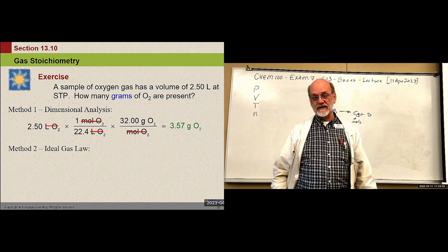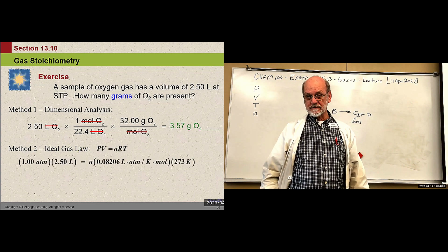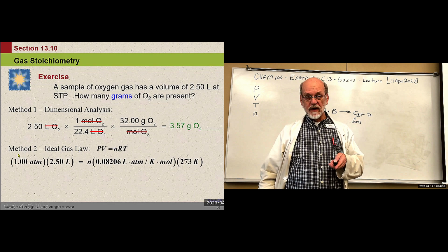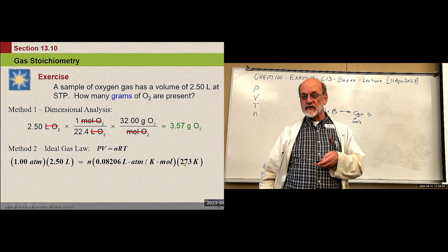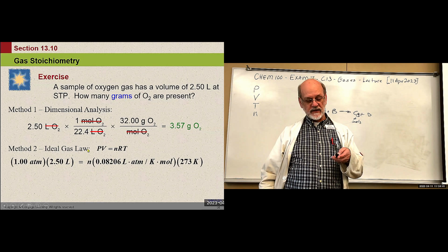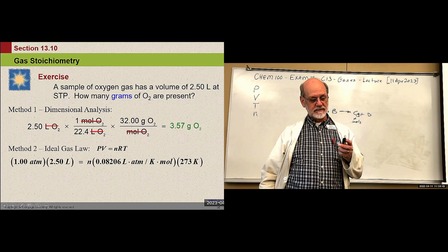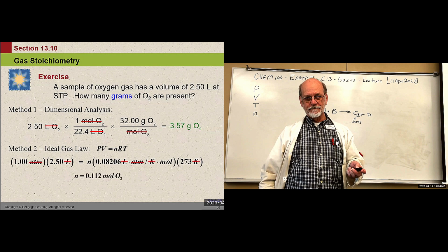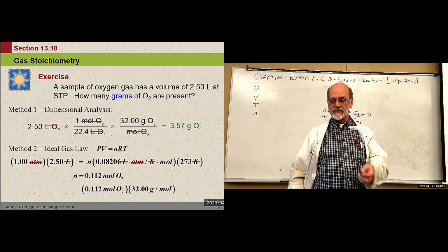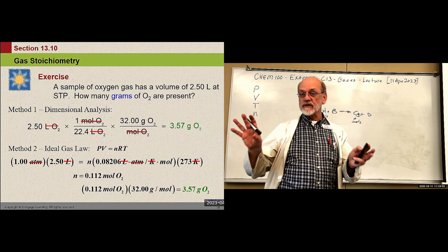This is a second method, the ideal gas equation, right? If we plug in the values that we know, 1 atmosphere pressure for standard pressure, standard temperature is 0 degrees or 273 K. There's your R value. There's the volume, and we can calculate the moles, and then convert the moles to mass. So either way works fine.